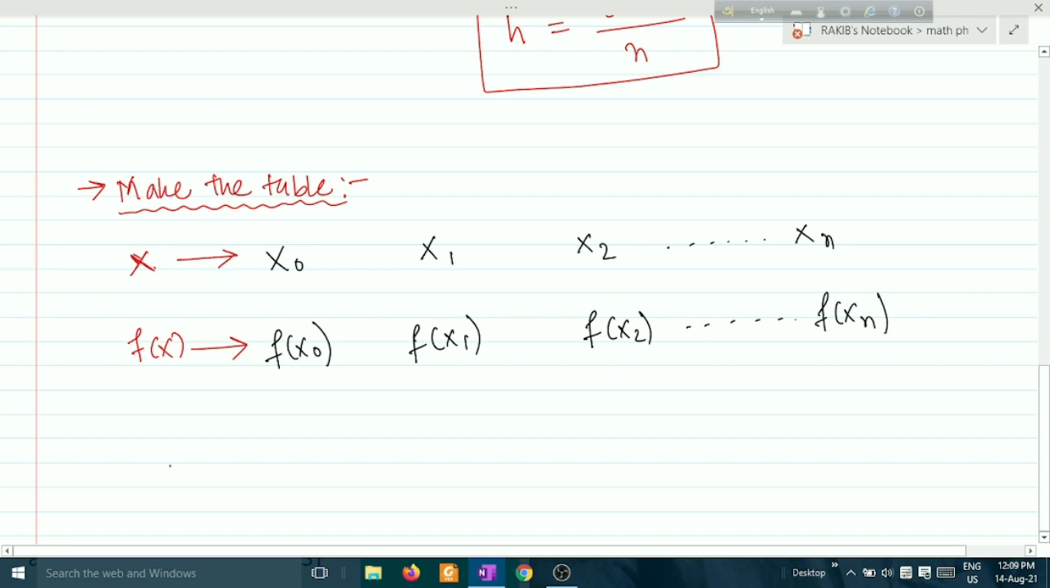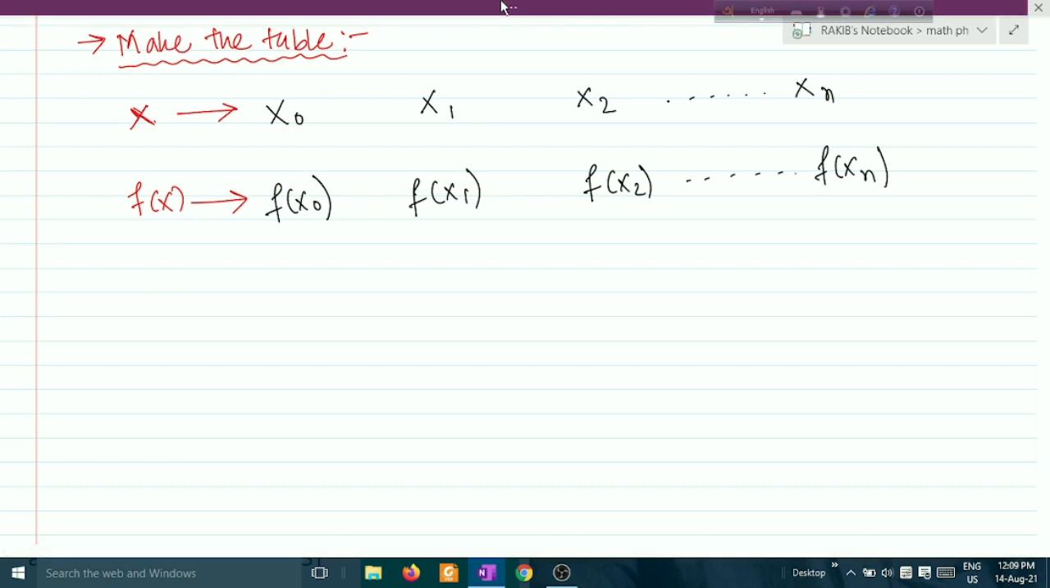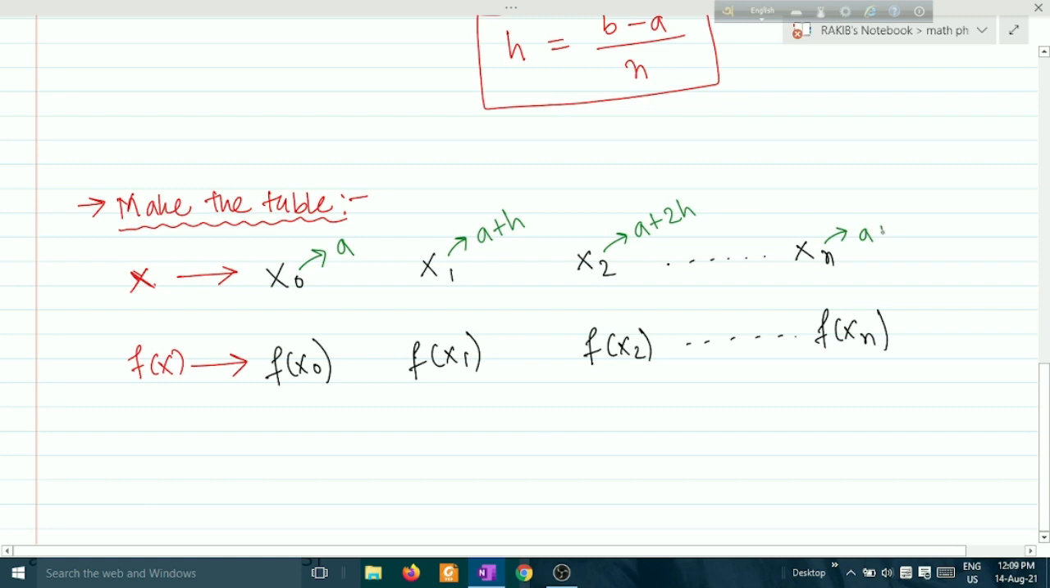Now, what is x0 here? This x0 is nothing but the lower limit. Then x1 is the lower limit plus the width, x2 is the lower limit plus 2 times the width, and so on it goes. The very last term, because this is the nth term, will be the lower limit plus nh, n times the width. This is nothing but the upper limit.